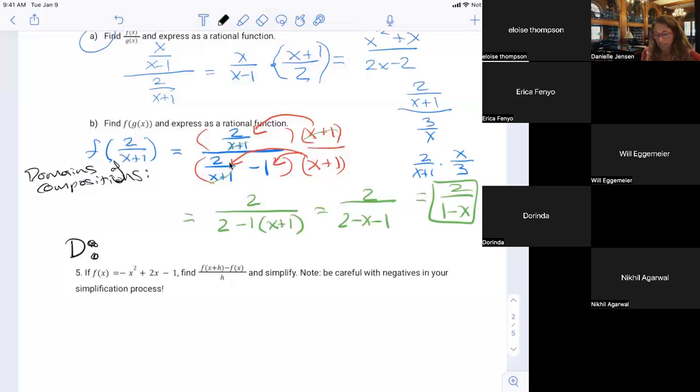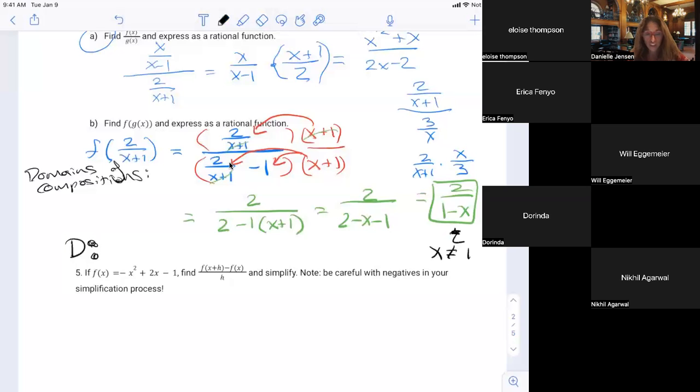The one people usually don't forget is that if I look at the end result, it has to meet that domain. So if I look at this end result here, what could an x be? Just looking at 2 over 1 minus x, what's a no-no for x? What can x be in 2 over 1 minus x? It can't be 1, right? It can't be where the denominator is 0.